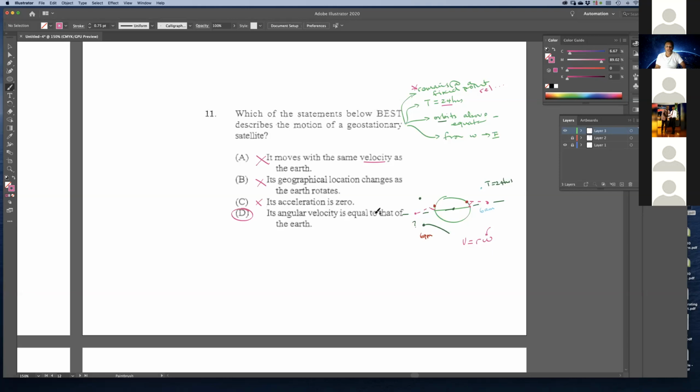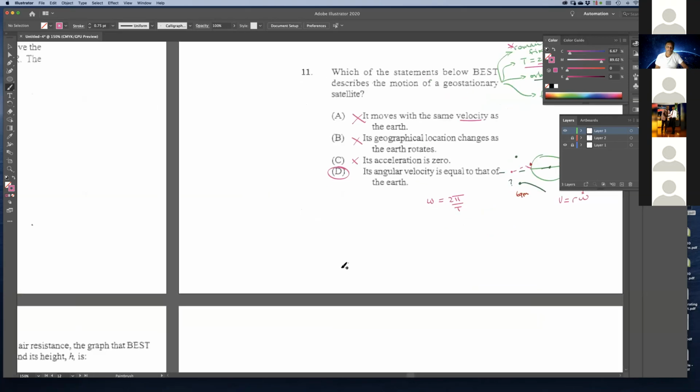The angular velocity is equal. Angular velocity is omega. Omega is equal to 2 pi over T. And we know that both the satellite and the Earth must have the same period. So the angular velocity would be equal.